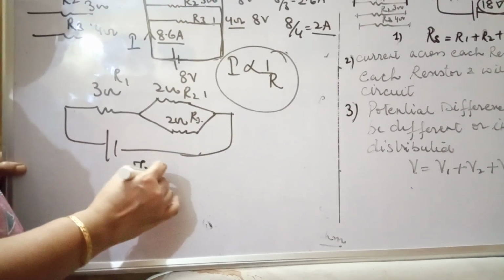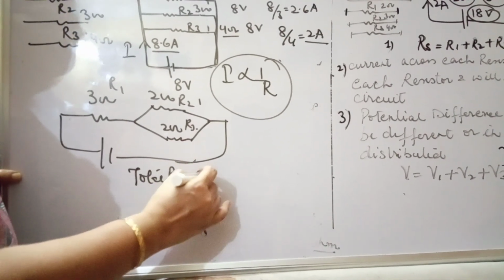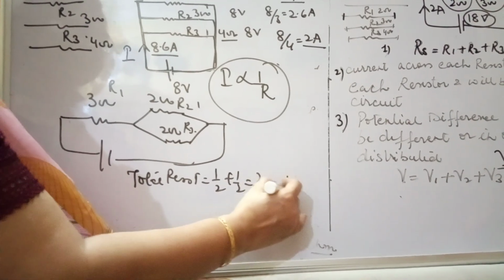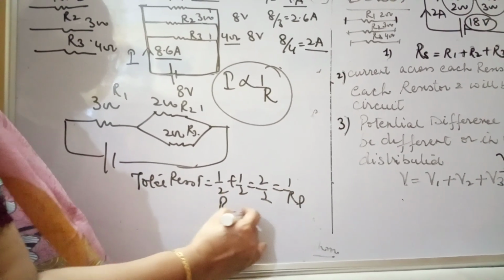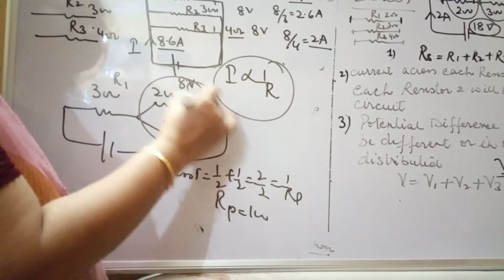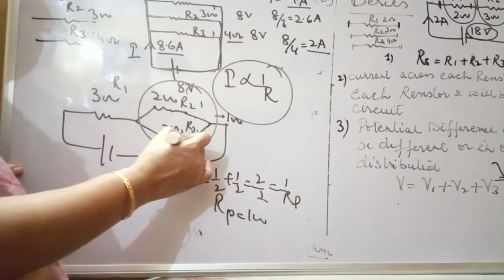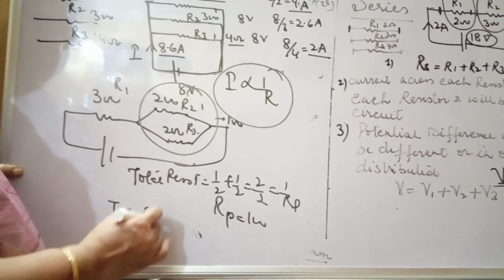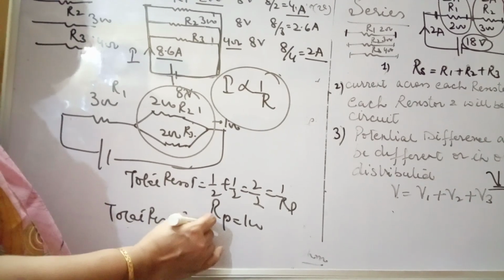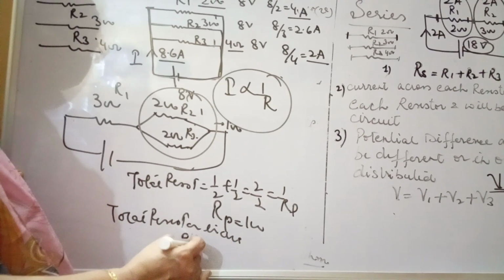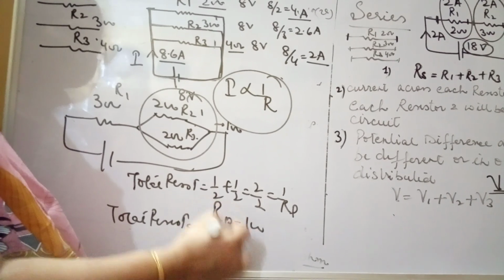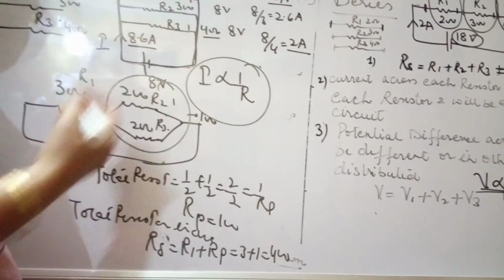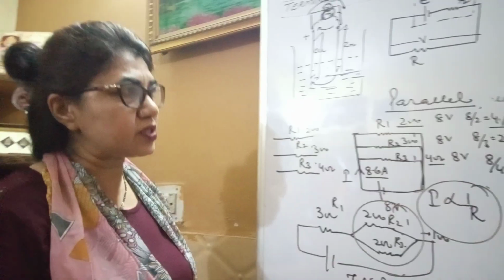Firstly find the total resistance in parallel. 1 upon 2 plus 1 upon 2, net answer 2 upon 2, that is the answer of 1 upon Rp. So Rp will come 1 ohm. Means this part's answer is 1 ohm. If we do not connect this in parallel and consider only 1 ohm, then this will be in series. Total resistance in the circuit is considered as Rs. So Rs means R1 plus the answer of this Rp. So that is 3 plus 1, 4 ohm. In this way you can find the simple numericals. So this is all about this topic.